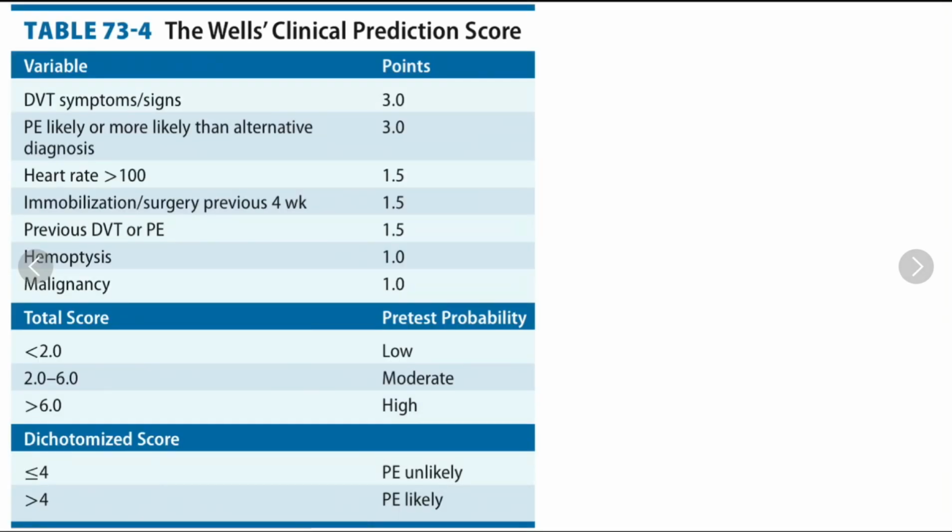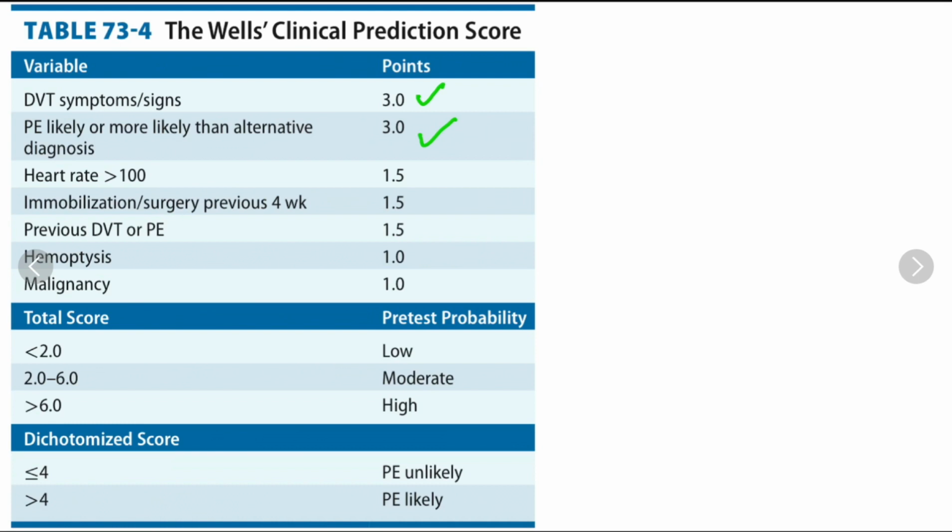So what is this clinical prediction score? The Wells score is the most commonly used score. There are a total of 7 components. We give 3 points if there are signs and symptoms of DVT, and if pulmonary embolism is likely or more likely than an alternative diagnosis. That is, there is no alternative diagnosis, we suspect it is mostly due to pulmonary embolism, and there are signs and symptoms of DVT. Then we give three points to both of them.